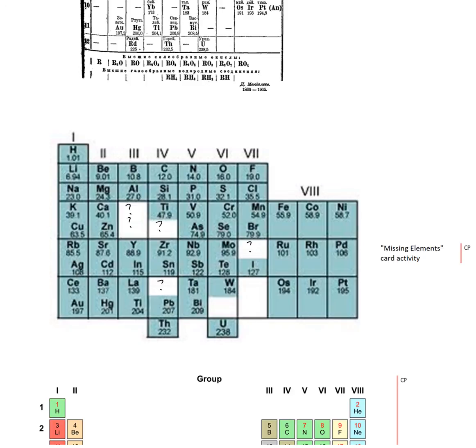He didn't have names for them. He wasn't able to isolate them. He didn't know exactly all of their properties, but based on gaps in the periodic table, he predicted there had to be some missing elements there. And that was really what sealed the power of this periodic table: its predictive ability to accurately predict the existence of some missing elements.